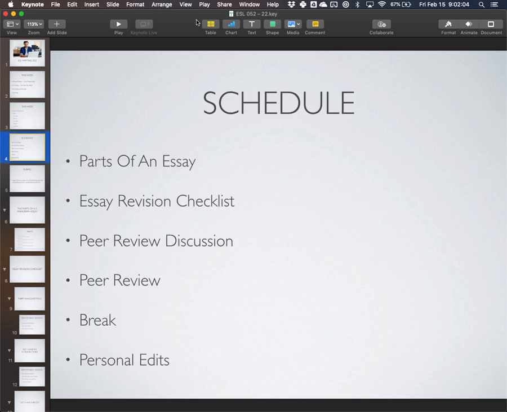Okay, so the schedule: we'll review the parts of an essay. I updated my essay revision checklist. Hopefully it's a little easier and better here. We'll see. Then we'll talk about peer review: what are the steps, how does it work? Then we'll actually do the peer review, and then we'll take a break. We're going to the lab here, so you can do the peer review because all of your stuff is on the computer, right? So you have to go to the computer to do it. And then we'll take a break, something like that.